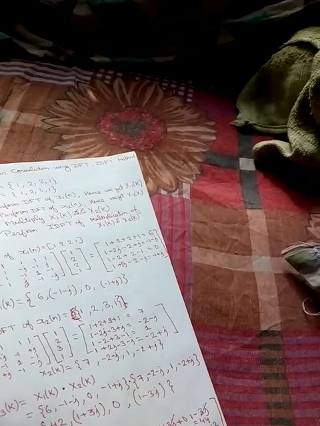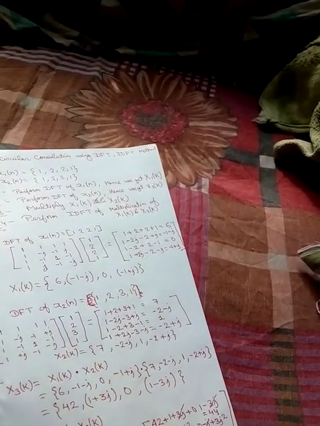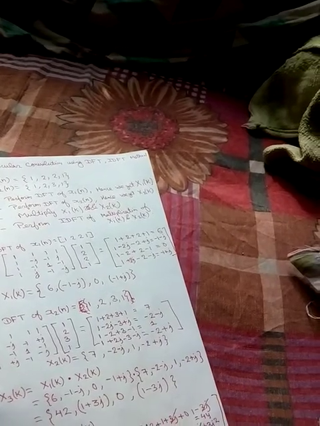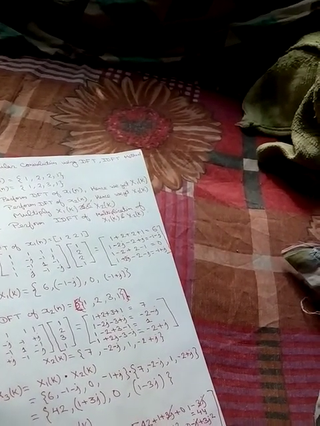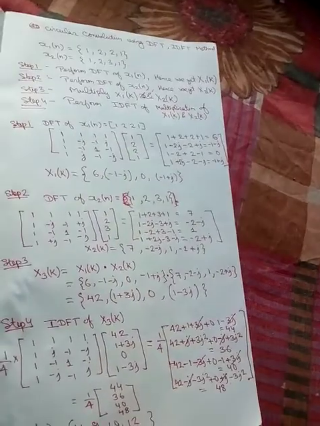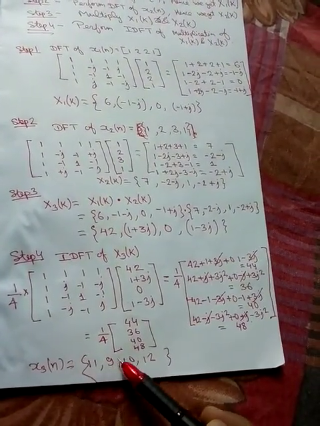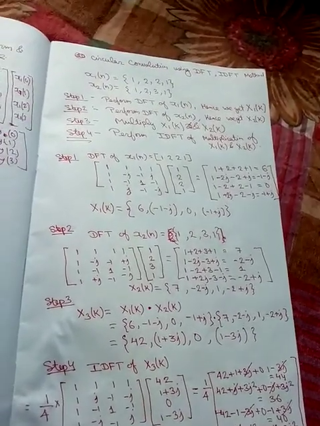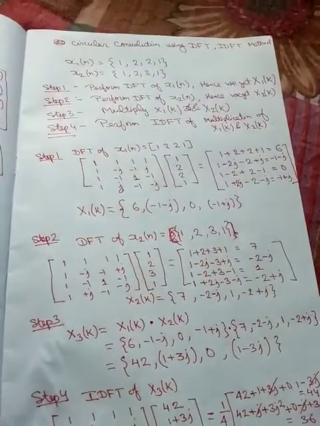We already know how to do IDFT using the twiddle factor. So I have to just arrange the twiddle factor, arrange the elements here, and finally I am doing the calculation here, and hence we are getting the same result. So this is our DFT and IDFT method of circular convolution.